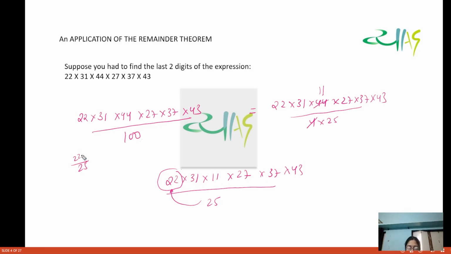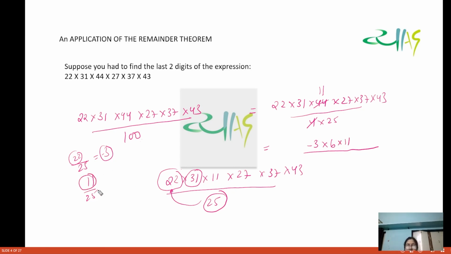25 when divided by 20, I will write minus 3 as remainder. Okay. Why? Because I need to simplify a calculation a little bit. Okay. So for 22 when divided by 25, I write minus 3 as remainder. When 31 is divided by 25, I write 6 as remainder. Okay. When 11 is divided by 25, I write 11 as remainder.